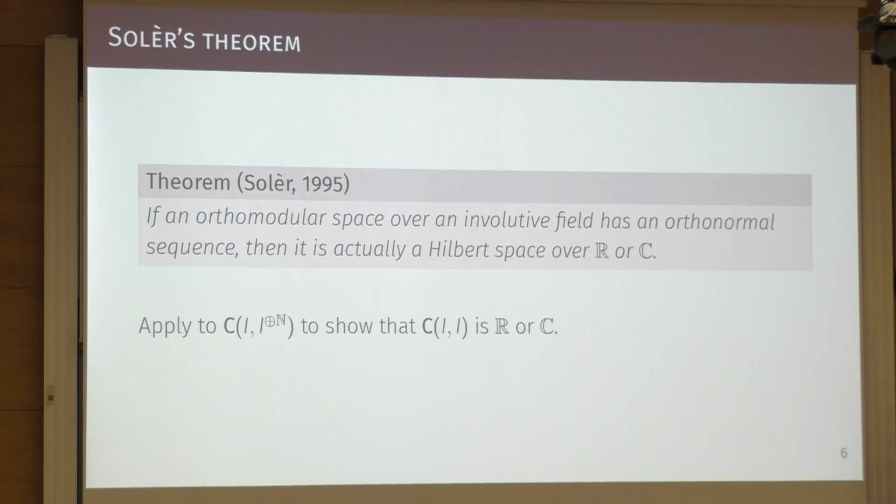So if you do this, you can show that Ci I to the O plus n is, well, it's an orthomodular space, like I said on the previous slide, but it has this infinite orthonormal sequence. And so when you apply Solèr's theorem, you get out of it the fact that the scalars are R or C, and that this orthomodular space is a Hilbert space. So that's sort of an idea of how the proof goes.